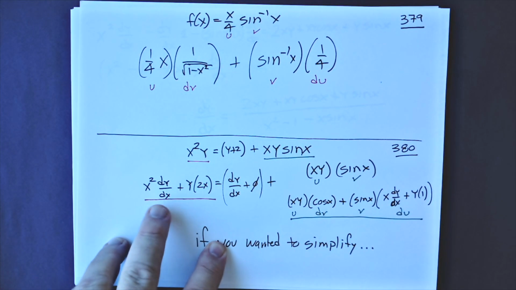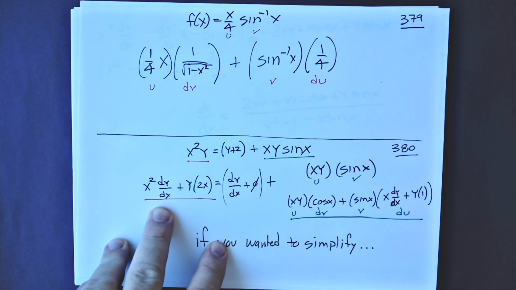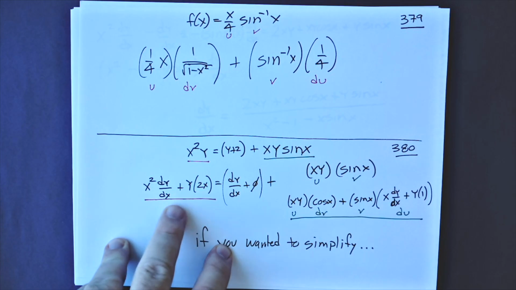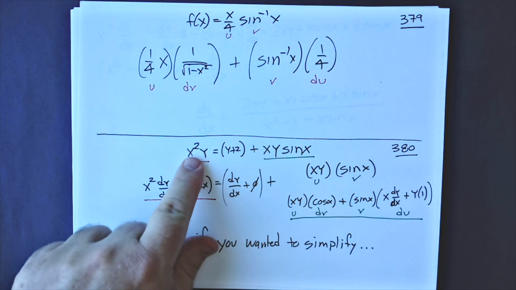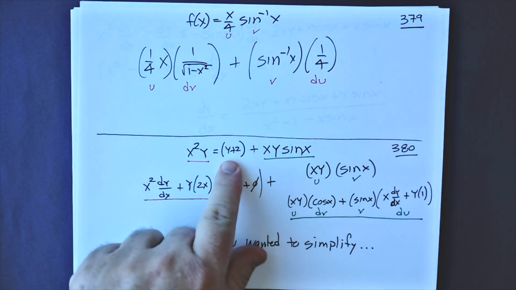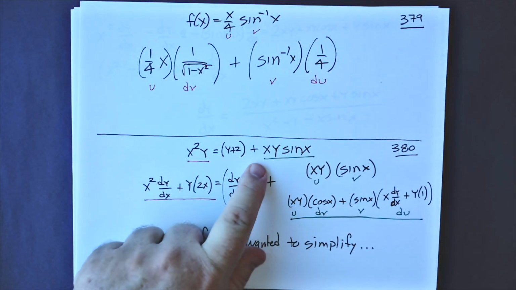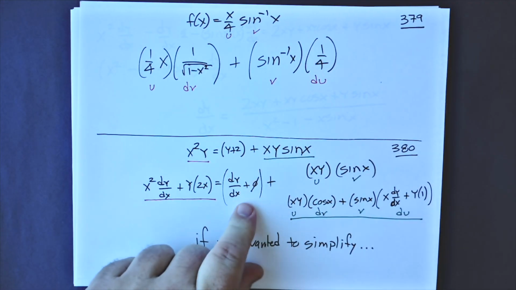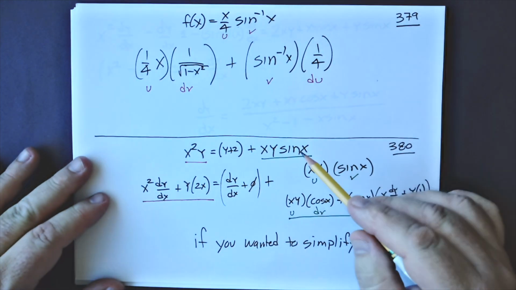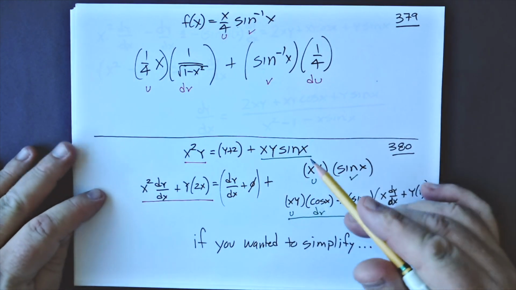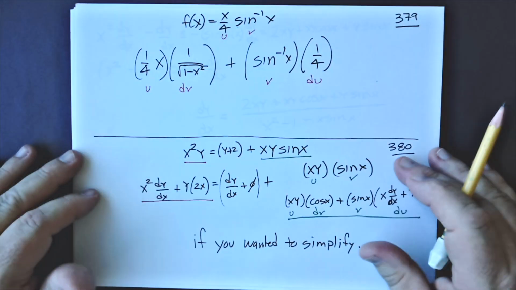So u dv, remember the derivative of a y is just dy dx, or y prime if you want to think of it that way, plus y times 2x. So that's that part. This is just dy dx plus 0, right? That chunk right there.